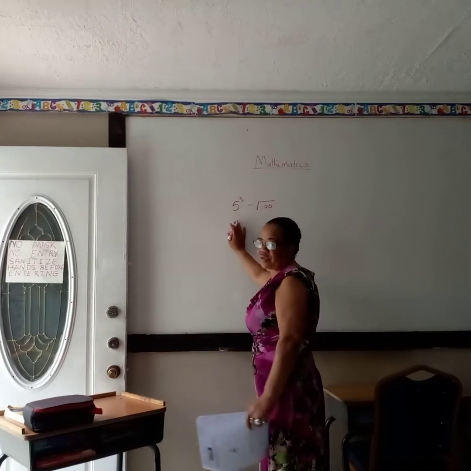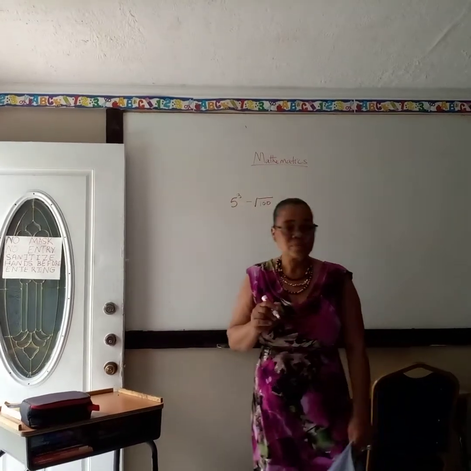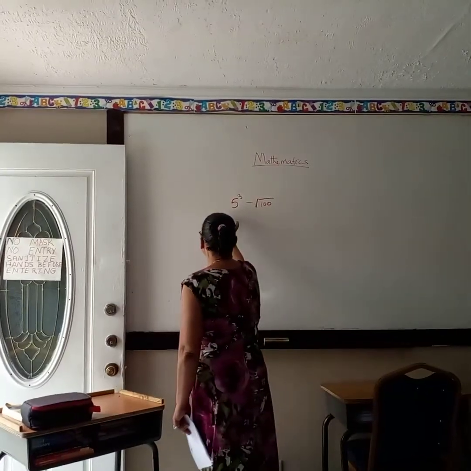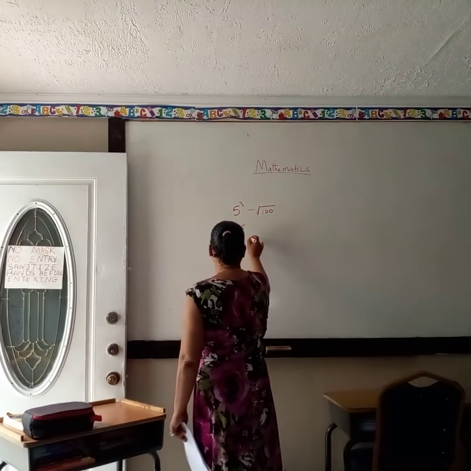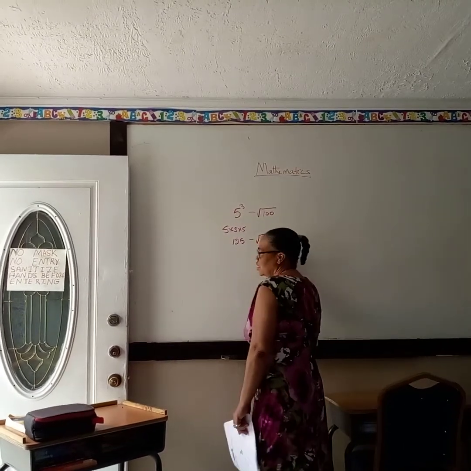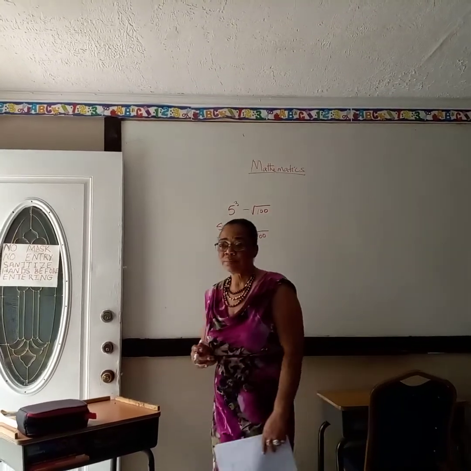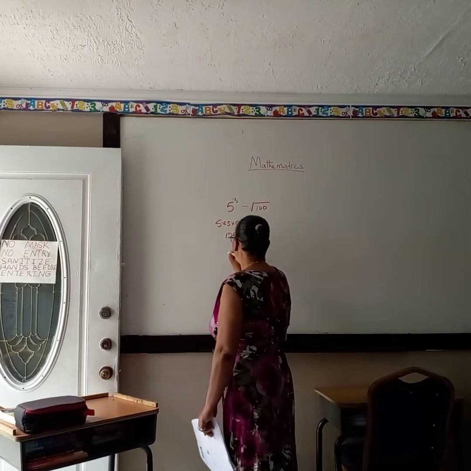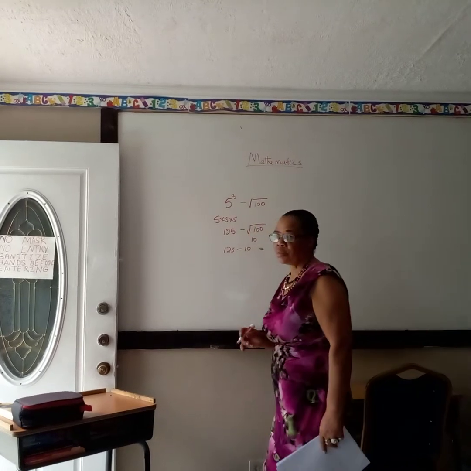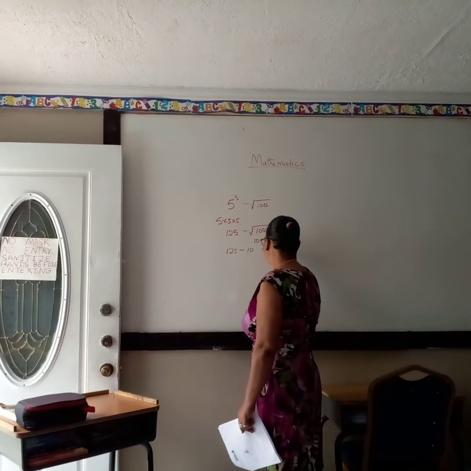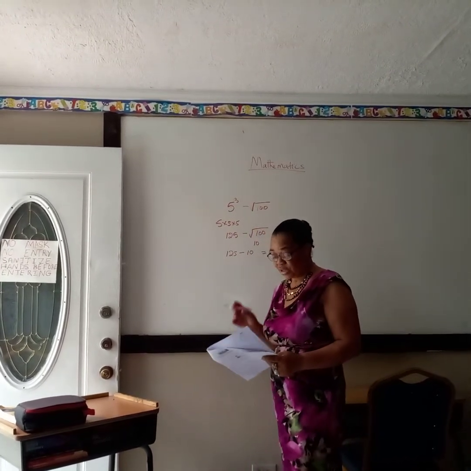So what is going to be 5 cubed? Somebody tell me, what is 5 cubed? 125, because it's going to be 5 times 5 times 5. 5 cubed is 125. And then I'm going to subtract from that the square root of 100. What is the square root of 100? 10. So now I have 125 to subtract 10. So my answer is supposed to be 115. Pretty good.